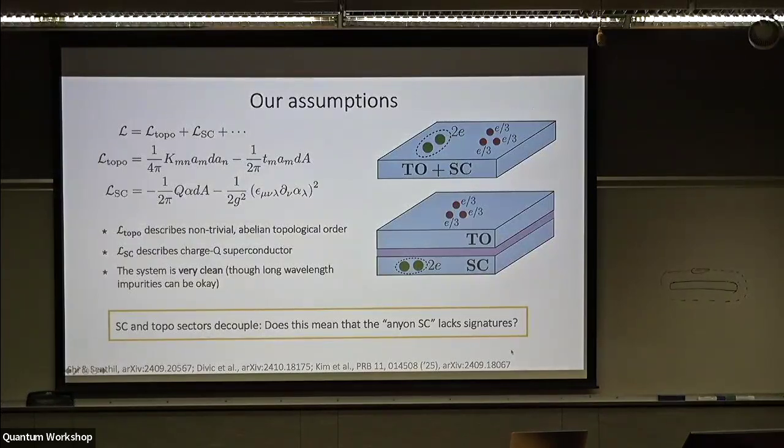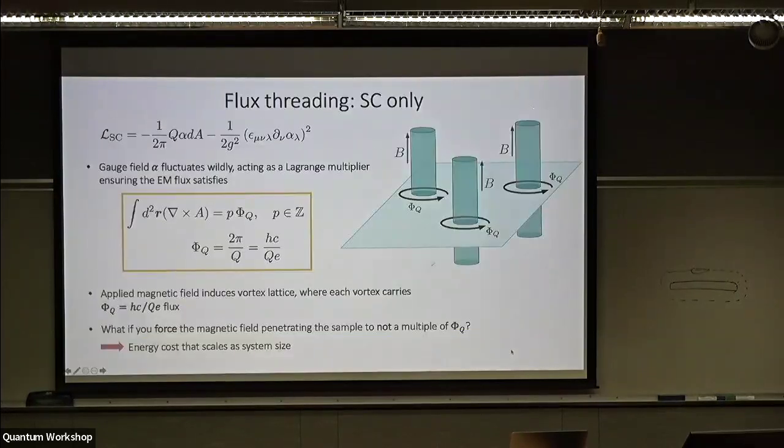And so does this mean that this sort of anyon superconductor lacks any sort of unique signatures? I think there's sort of an inverse to Betteridge's law. The answer to this type of question in a talk is always yes. So yes, let's explain why.